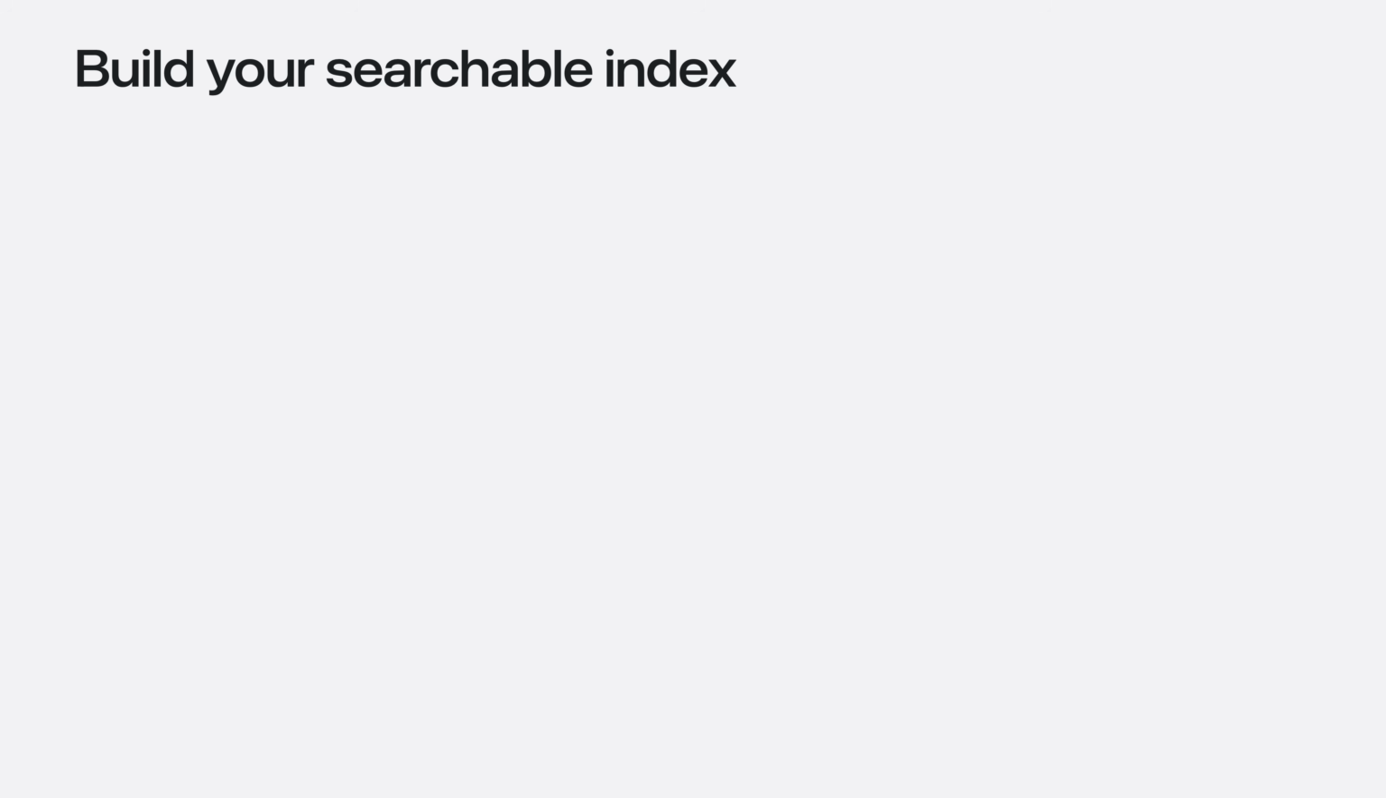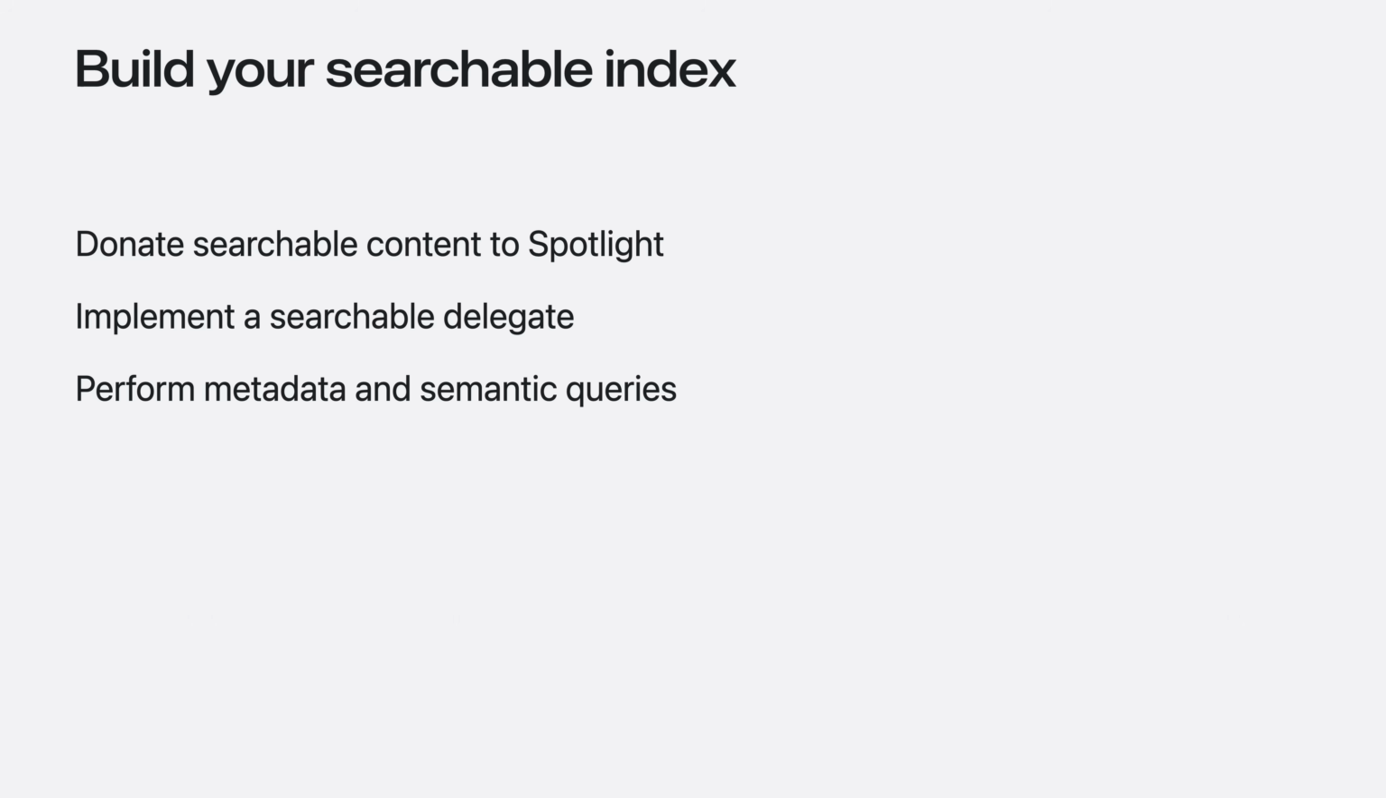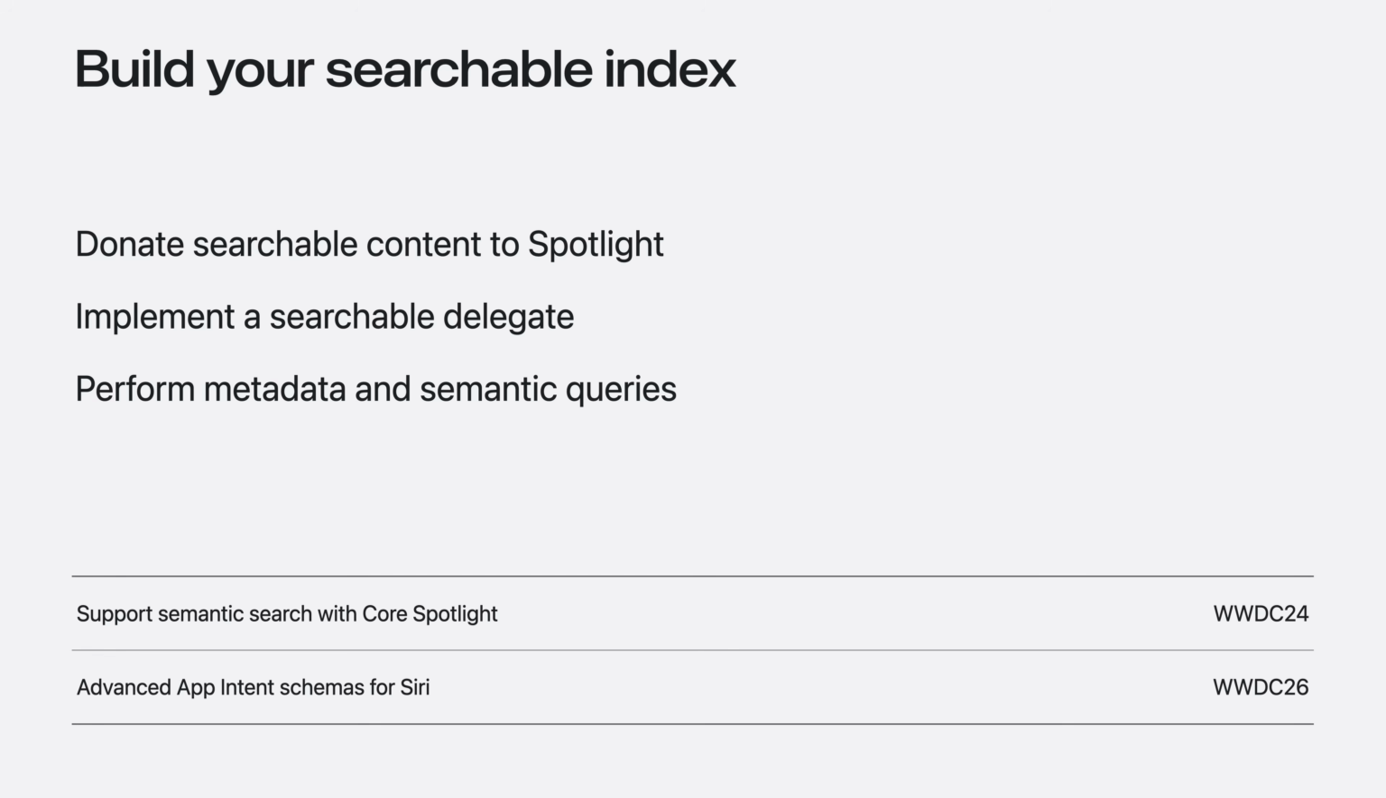Before we get started, you'll want to make sure your app donates searchable content with core Spotlight. Take a look at our past session on supporting semantic search with core Spotlight, where we talk through how to donate searchable content to Spotlight, how to manage donations with a delegate and reindex extension, and how to perform structured search over item attributes and search against the semantic index. Once your app has donated searchable items to core Spotlight, or indexed entities for Apple Intelligence, we're ready to begin.